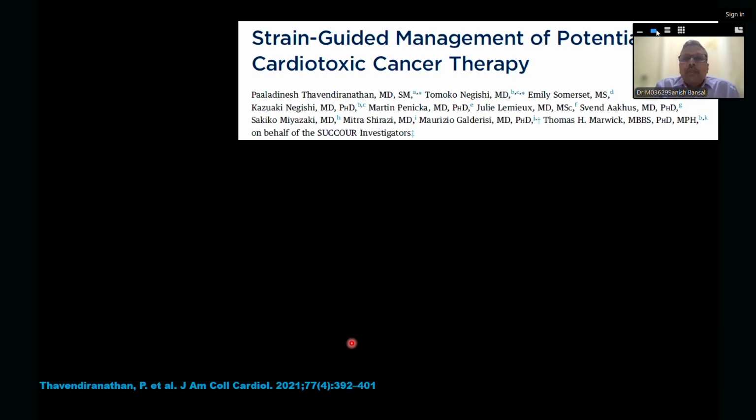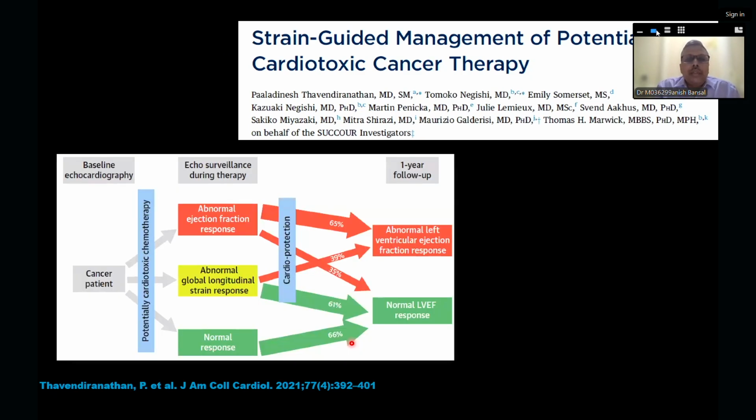Now there are many studies which have looked at this, but there is only one RCT. In fact, only one RCT looking at the utility of strain imaging in any disease, and this is the SUCCOUR study published from Australia, Tom Marwick's group. So here they looked at patients with CA breast or lymphomas, blood cancers basically, a wide variety, and half of the group was treated according to EF measurements and half according to GLS measurements. Patients who had received treatment based on GLS measurements were more likely to recover their LVF after an initial drop as compared to patients who were treated according to EF.